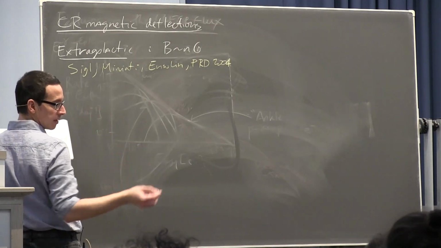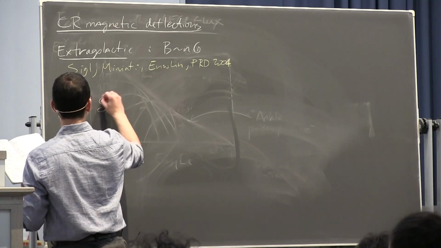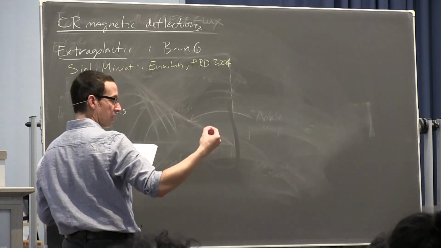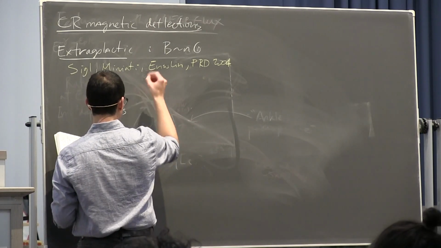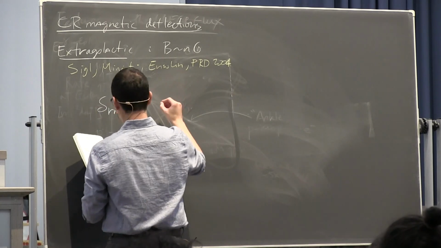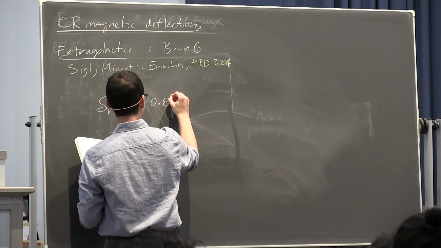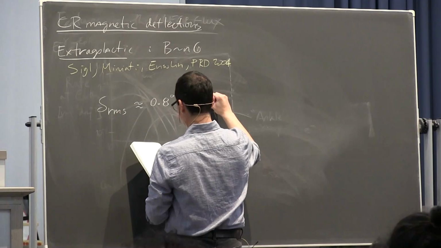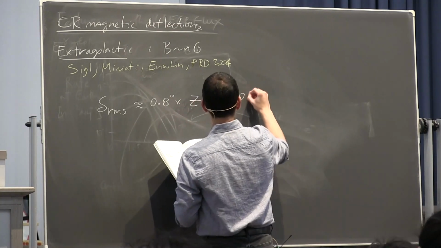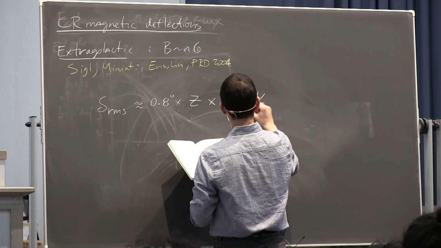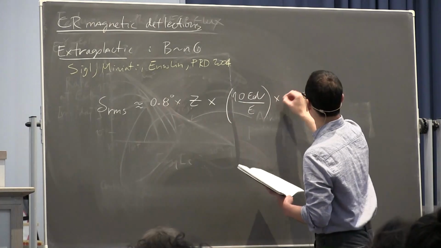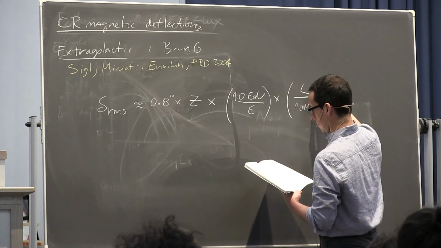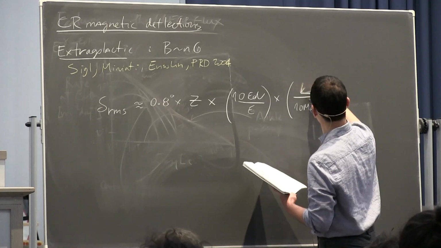So let's write what the average deflection is, and by average I mean the root mean square deviation of the deflections of cosmic rays due to the extragalactic magnetic field. And that is roughly 0.8 degrees times the charge. Let me write it first and then we'll talk about it. This is to the power of 1/2.